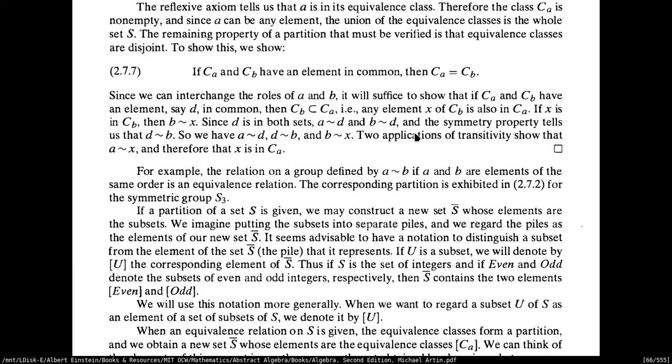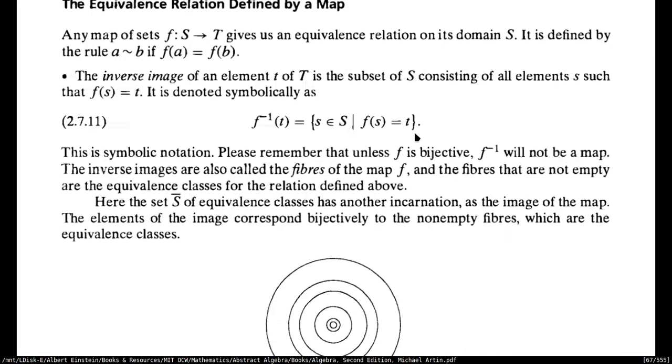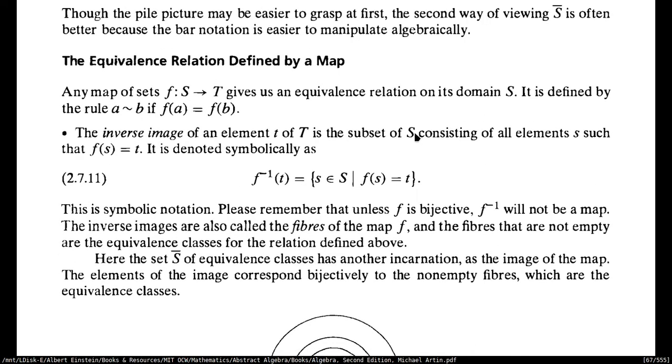So we'll start from the equivalence relation defined by a map, right? So if you have a map between sets, you can have an equivalence relation from this map, which gives you an equivalence relation on its domain, right? So here the domain is S. So what this equivalence relation does is identify A with B such that the image of A is equal to the image of B, right?